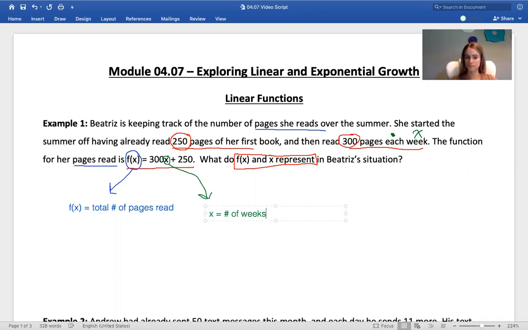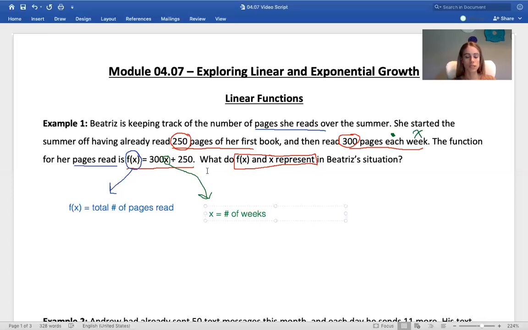I want to make sure that I still agree with my answers and that I did not miss answering part of the question. So what I've answered is f of x is the total number of pages read, x is the number of weeks. Beatrice is keeping track of the number of pages she reads over the summer. She started the summer off having already read 250 pages of her first book and then read 300 pages each week. Yep, if I look at the equation, 300x, the function for her pages read is f of x equals... All right, I agree with my answers.